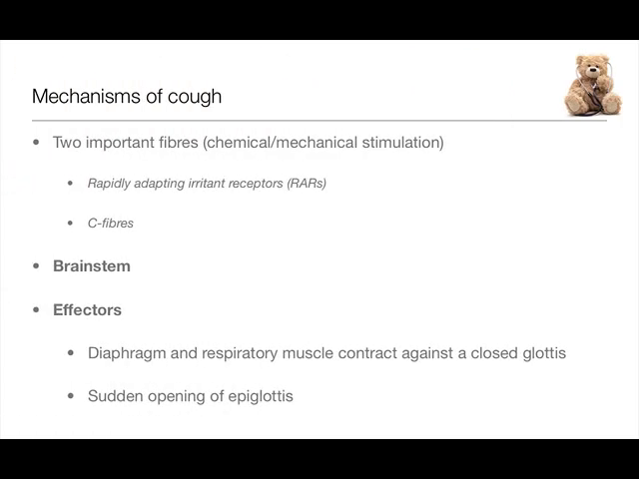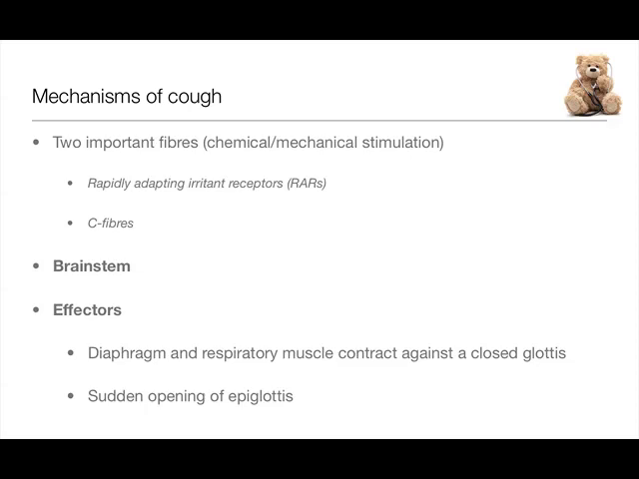It is important to understand the mechanism of cough. A cough is triggered by stimulation of two types of sensitive fibres that are found throughout the respiratory tract. These are the rapidly adapting irritant receptors, or RARs, and the C fibres. These may also be found inside the external auditory canal and tympanic membrane, and this is why irritating the inside of the ear canal with a Q-tip can cause a cough reflex. These cough receptors can be stimulated either by chemical or mechanical means.